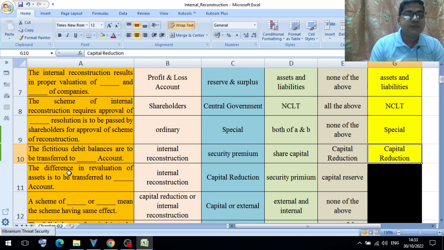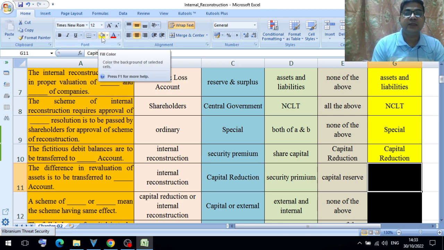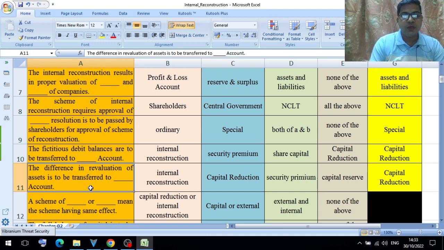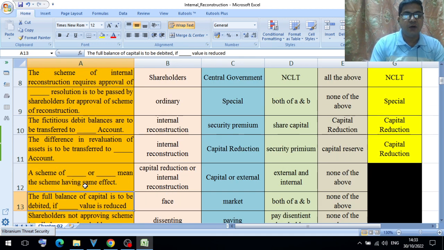The difference in revaluation of assets is to be transferred to dash account. Option A, internal reconstruction. Option B, capital reduction. Option C, securities premium. Option D, capital reserve. Here again the answer is capital reduction account. So whatever revaluation of the assets, it is transferred to the capital reduction account.